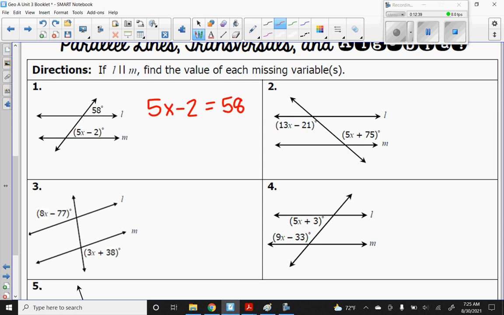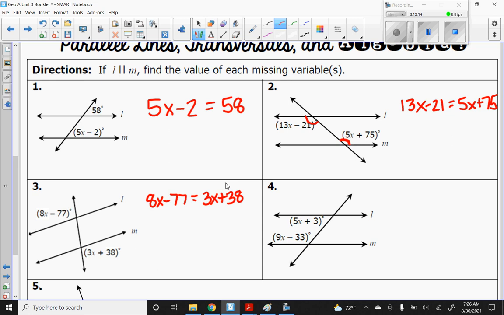Number 2, this is this angle and this angle. These are alternate interior. Alternate interior angles are equal. So we will set them equal to each other. There's the equation for number 2. Number 3 is alternate exterior. Alternate exterior is one more combination of equal angles. There's your equation for x.